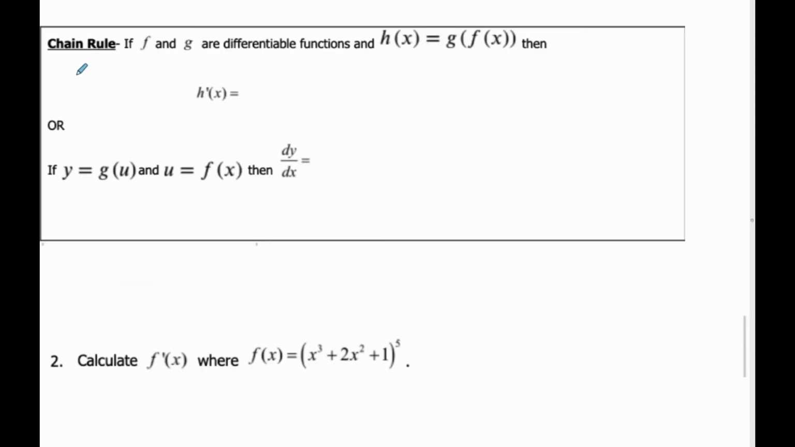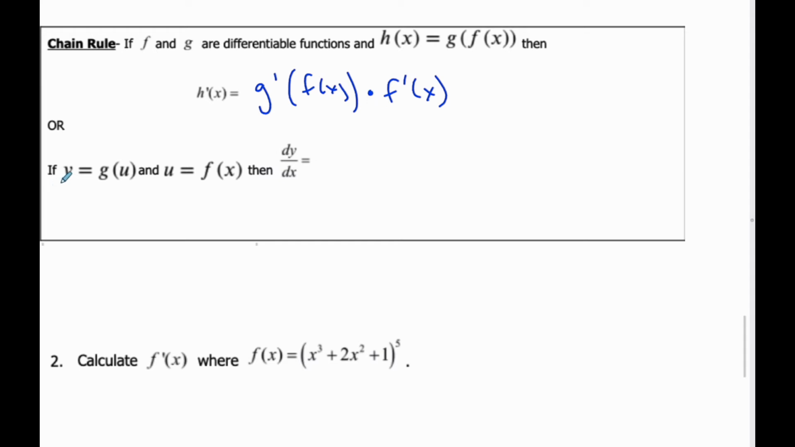So let's define the chain rule. If f and g are differentiable functions and h is equal to g of f of x, then h prime of x is equal to g prime of f of x times f prime of x. So the derivative of the outside function multiplied by the derivative of the inside function. That's outside function derivative times the inside function derivative.